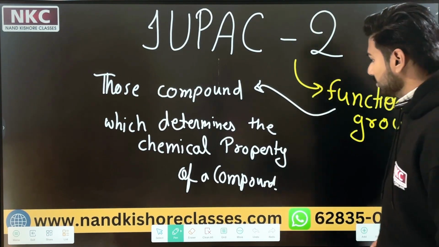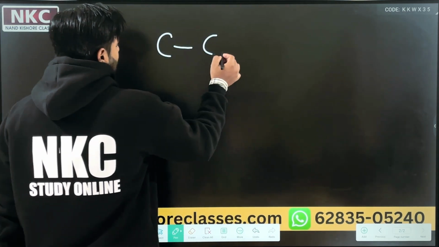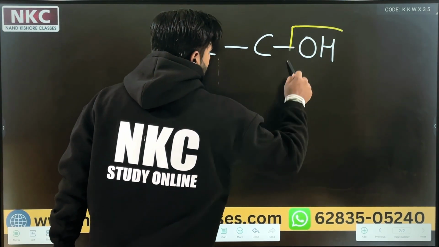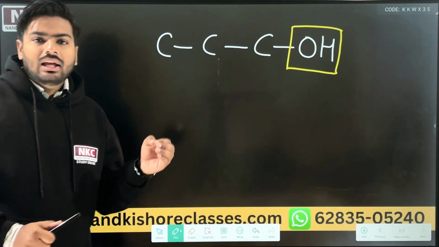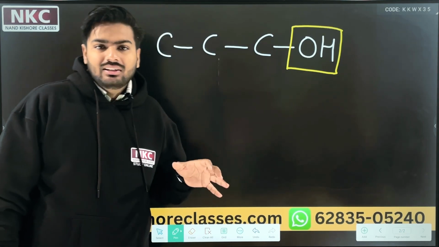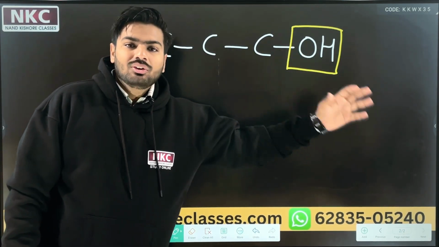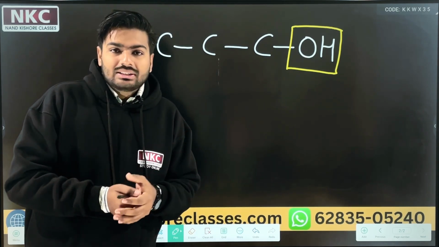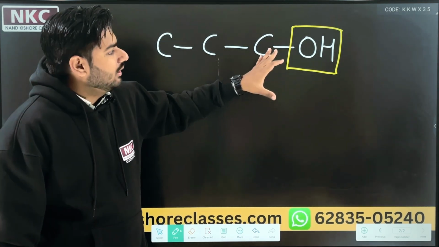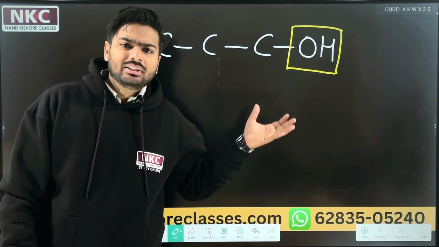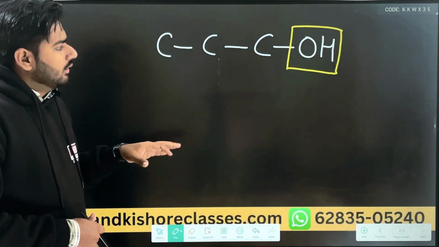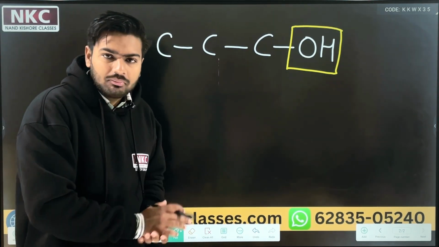For example, students, suppose I have this type of compound having OH as a functional group. This is an alcohol functional group. If this is present in a compound, we can say that the whole compound will behave as an alcohol, or you can say all the properties of alcohols will match with this compound also, because it contains the OH functional group. That is why functional groups define the chemical activity, and they are so important. So we need to know how to write their names.